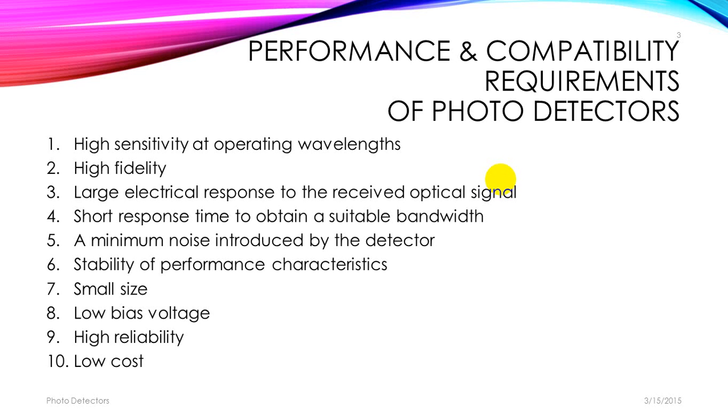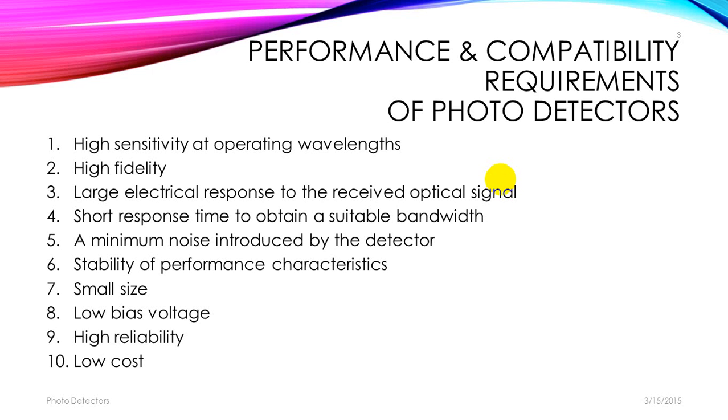The second one is high fidelity. To reproduce the received signal waveform with fidelity for analog transmission, the response of the photodetector must be linear with regard to the optical signal over a wide range. The third point is large electrical response to the received optical signal. The photodetector should produce a maximum electrical signal for a given amount of optical power. That is, the quantum efficiency should be high.